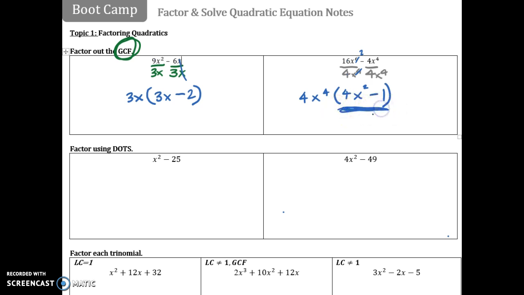And then actually this can continue to factor using the dots method. So when you're thinking about dots or difference of squares, since 4x squared is a perfect square, 2x times 2x is 4x squared, and 1 times 1 is 1, and you have a plus and a minus.